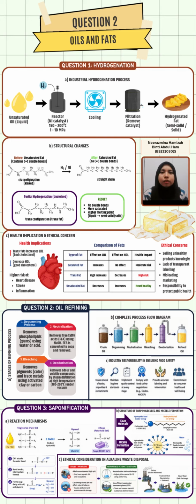The final product is hydrogenated fat, which is a semi-solid or solid product. Structurally, unsaturated fats contain carbon-carbon double bonds, giving a bent shape. Hydrogenation converts these into single bonds, making the structure straight and more saturated with a higher melting point.